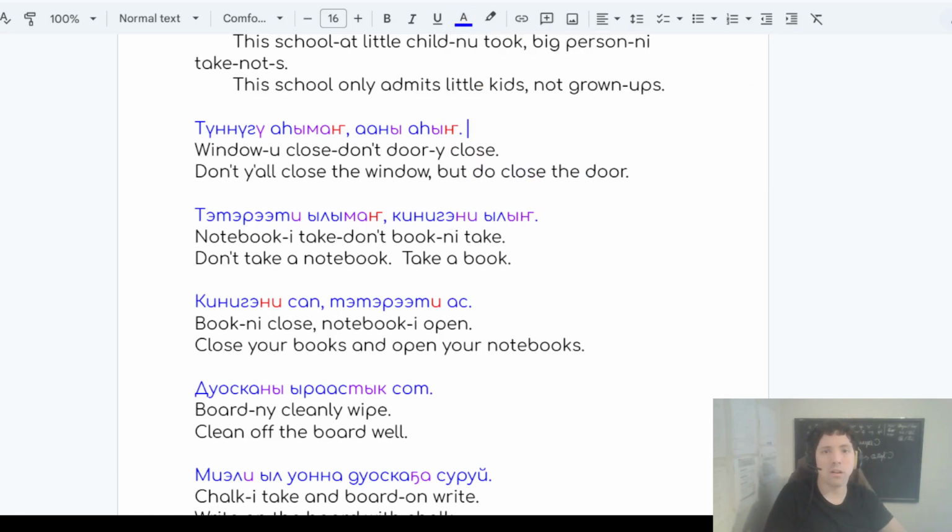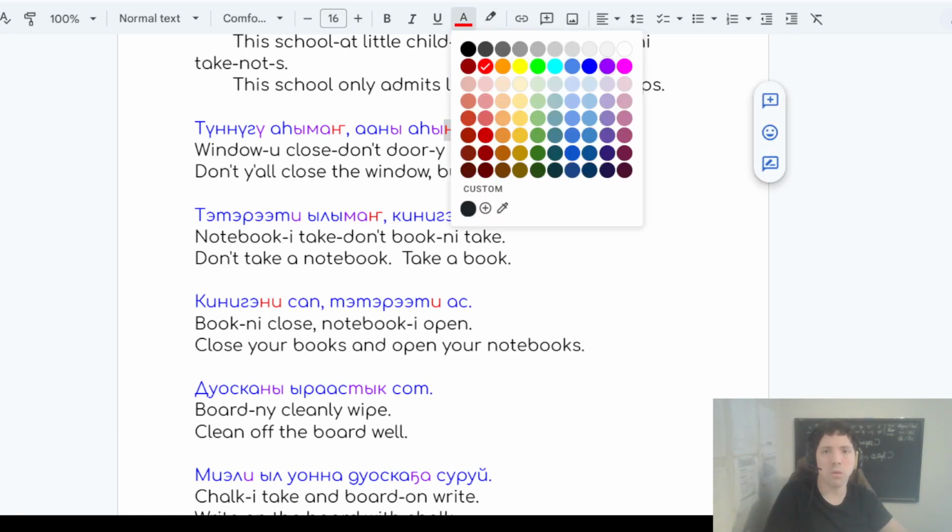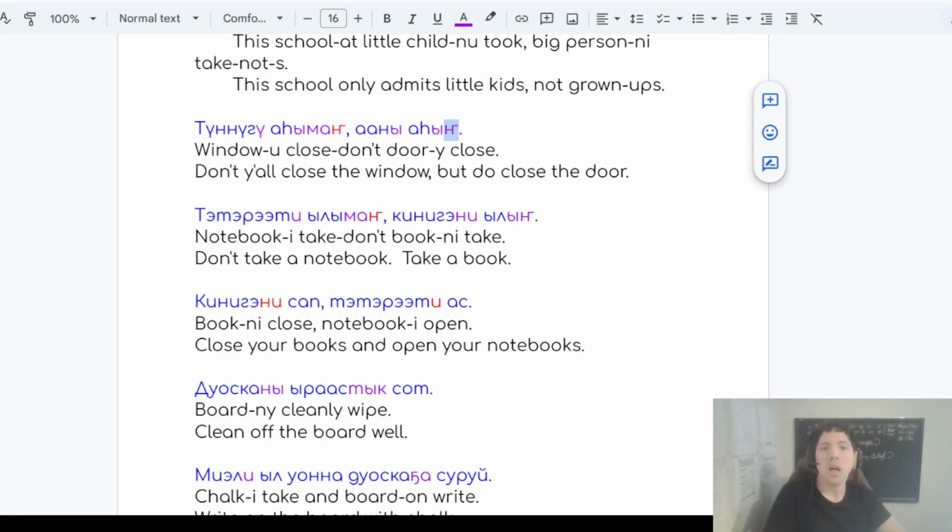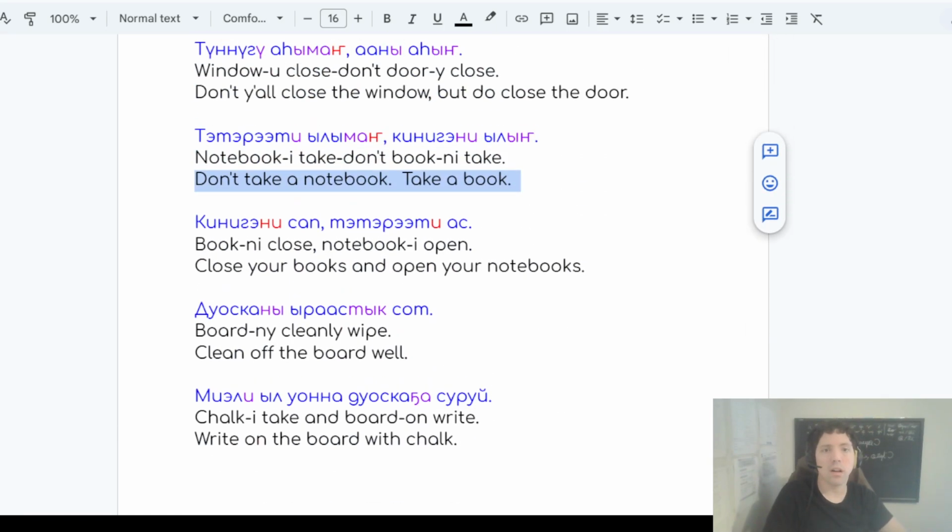Okay. So, well, no, not really. It doesn't have to be red. No, because that's one thing. Yeah. So, door, object marker, achen, close. Command form. Don't y'all close the window, but do close the door. Tetreti alabang. Kinigini alung. Don't take a notebook, take a book. All right. Kinigini sap. Tetreti as.